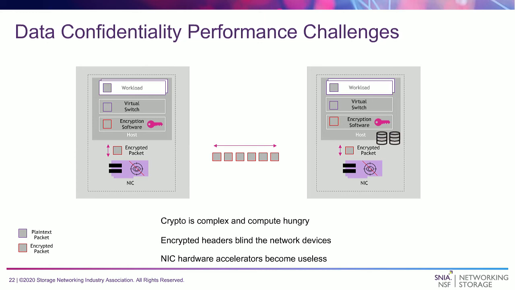But there is another challenge. Once you encrypt all of the data, then you encrypt the headers and you blind the network devices. A lot of vendors today talk about accelerating the communication, accelerating the data centers, but once you do encryption in software or with a dedicated appliance, you actually blind, and then all the NIC hardware accelerators become useless.